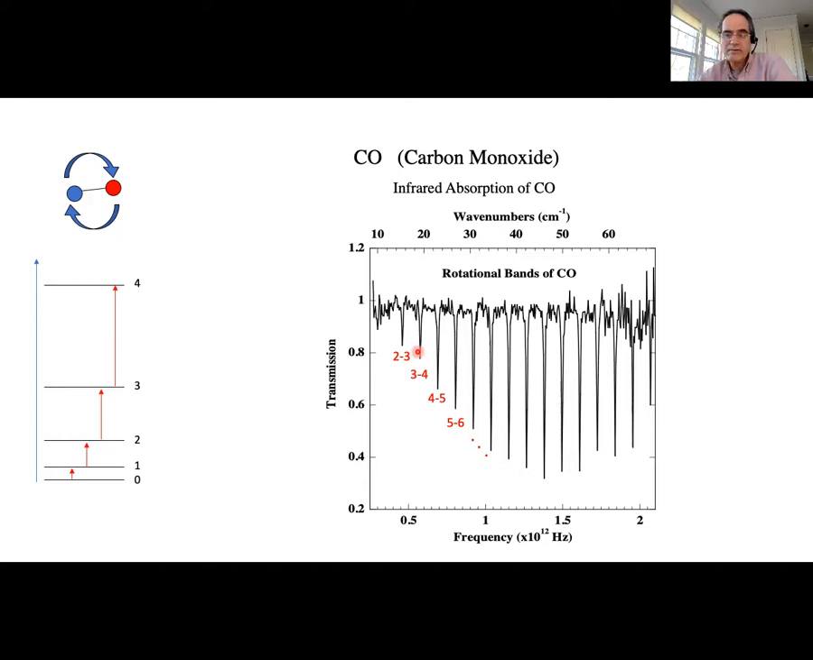Finally, we can get some useful information from this. Since the spacing between the lines is just h bar over I, where I is the moment of inertia, we can use this to determine the moment of inertia of the molecule. And since we know the masses of the atoms, we can use that to determine the length of the bond between the atoms, or the size of the molecule. Okay, so useful as well as interesting.